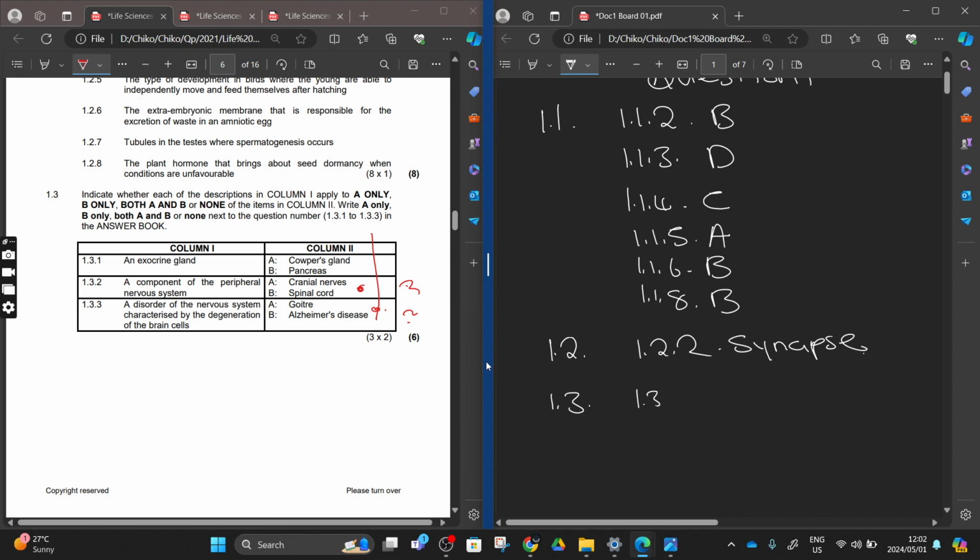Then we want to answer 1.3.2, a component of the peripheral nervous system. The spinal nerves, yes. The spinal cord, no. This one is not the component. This one is part of our central nervous system. Then the answer there is going to be A.